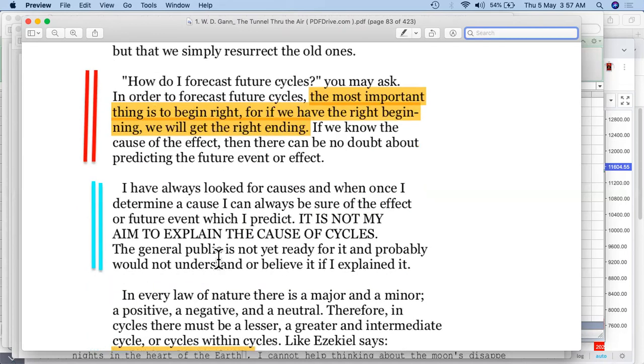Now, one very important thing that Gann explains here is: I have always looked for causes, and once I determined a cause, I can always be sure of the effect or future event which I predict. It is not my aim to explain the cause of cycles. The general public is not yet ready for it and probably would not understand or believe it if I explained it. So Gann, as I told you, was a mastermind.